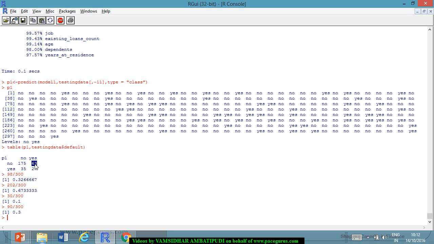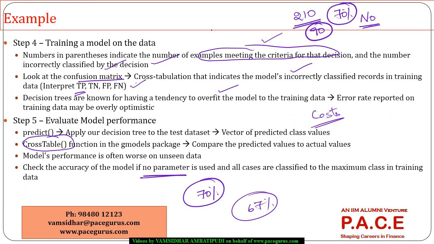And I could see my misclassification, especially with respect to this. Earlier this number was 90 because I had classified all of them as no's. So 90 people I have classified as no, but they have actually defaulted. So it's a big loss to the bank.